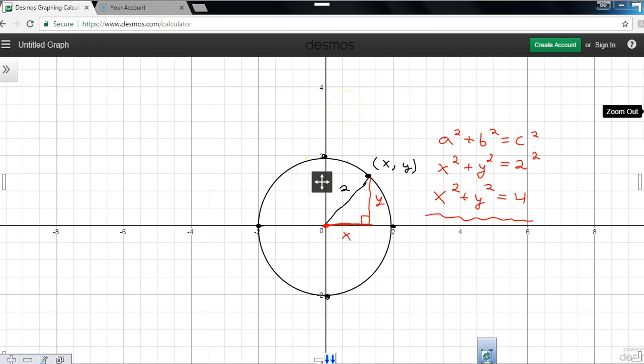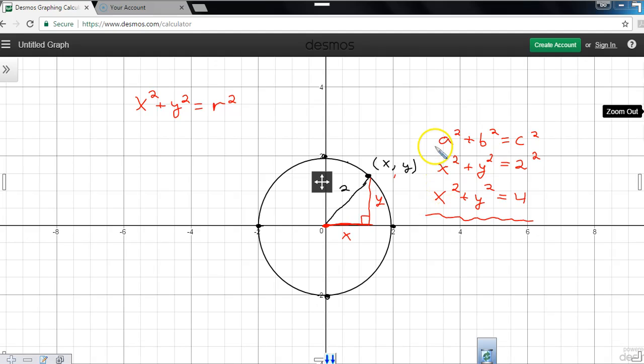So, let me regain control of my pen here. I'm starting to get a little recalcitrant. So in general, no matter what the radius is, we could write x squared plus y squared is equal to the radius squared. You notice our radius was 2. 2 squared is 4. So that is just the general equation of a circle centered at the origin.